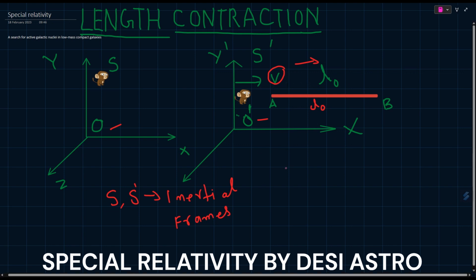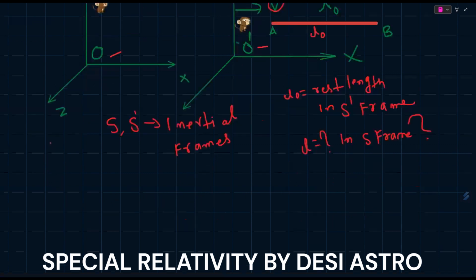So L naught is called the rest length in the S prime frame. What will be the length L in the S frame? This we want to measure from the S frame perspective. So you can recall the Lorentz equations.